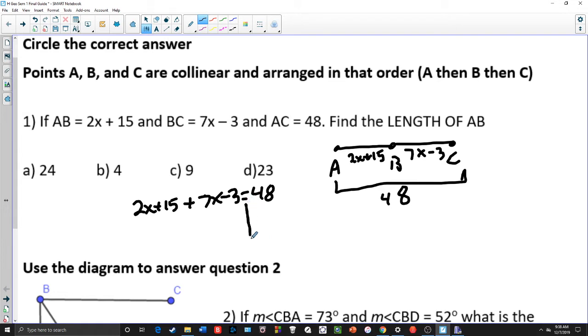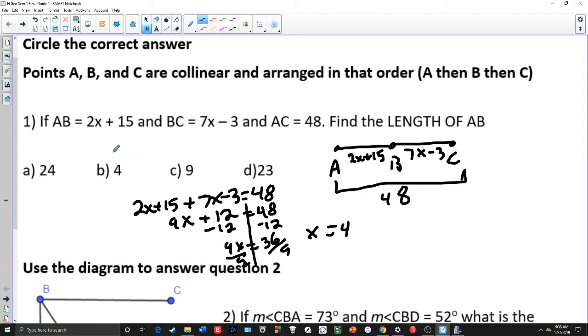And then it's just back to algebra and solving the equation. So add your x's and your non-x's together. So that'd be 9x, 2x plus 7x. And then 15 plus negative 3 would give me 12, equals 48. Then we subtract 12 from both sides. We get 9x is equal to 36. And then we divide both sides by 9. And we get an answer of x equals 4.